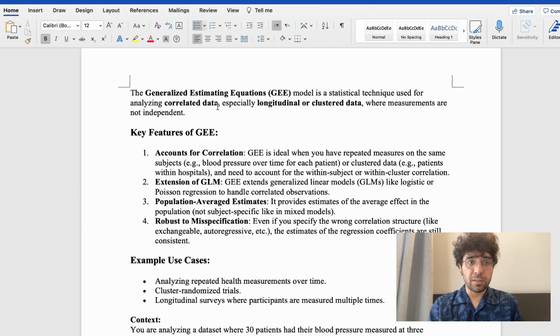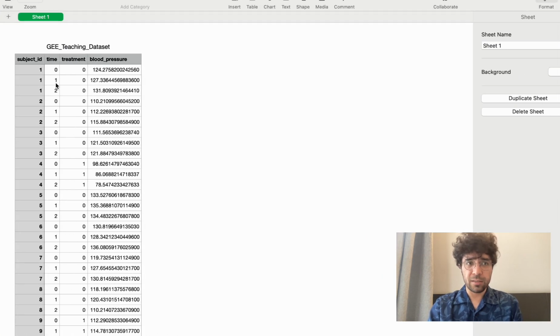We are talking about generalized estimating equations and when we can use this model to analyze our data. If you have data that looks like this, these are subject IDs that have been measured at different times, 0, 1, 2, for example the first month, second month, and third month, or 3 points in time. We measure their blood pressure here. Subject ID 1 is one person, 2 is the second person.